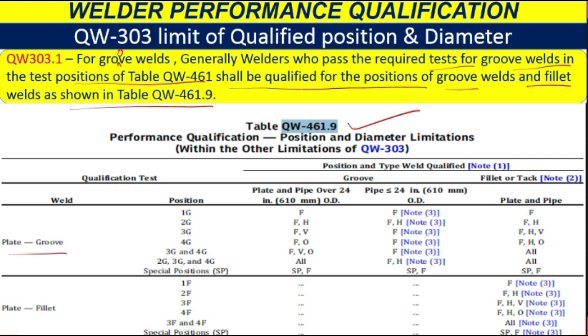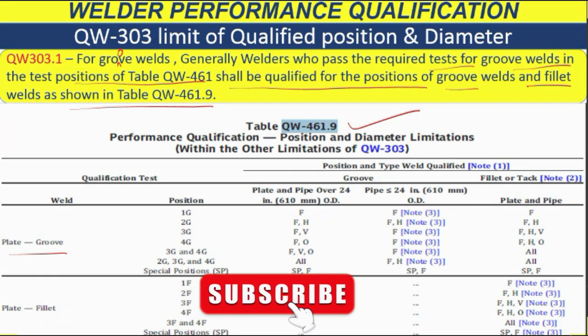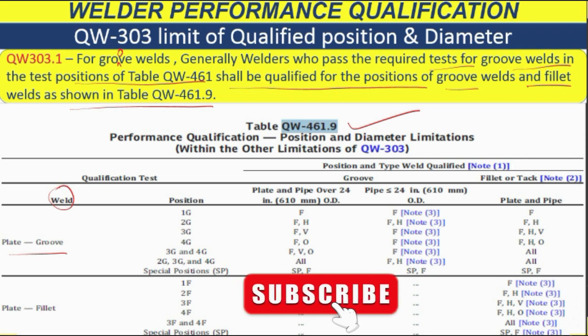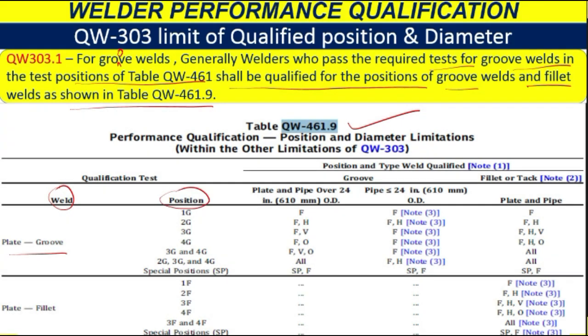Actually this is not the complete 461.9 chart. There is pipe groove and pipe fillet also, but I am giving an example here only. For plate groove, this is the position. This is plate and pipe over 24 inch, 610 mm, and pipe less than or equal to 24 inch, that is 610 mm OD, and fillet or tack, that is plate and pipe. So if one welder is qualified in 1G position, he is qualified only in flat position, over 24 inch OD, and if it is less than 24 inch, also the flat position only qualified.